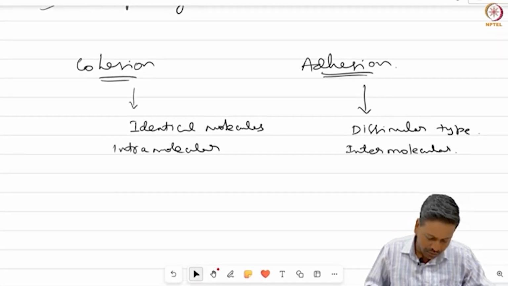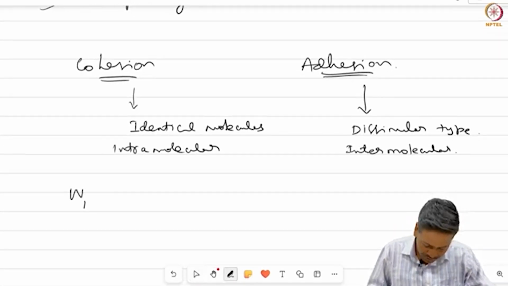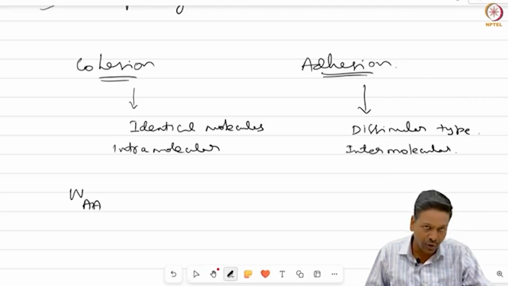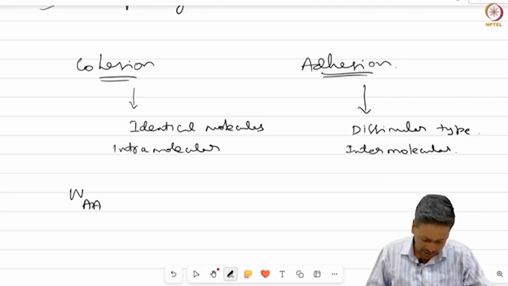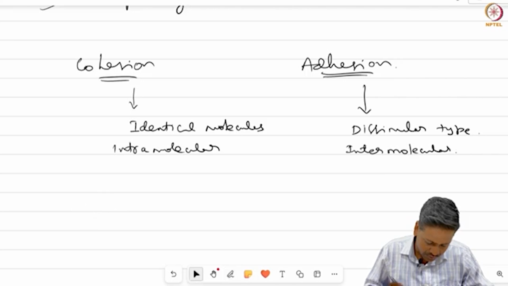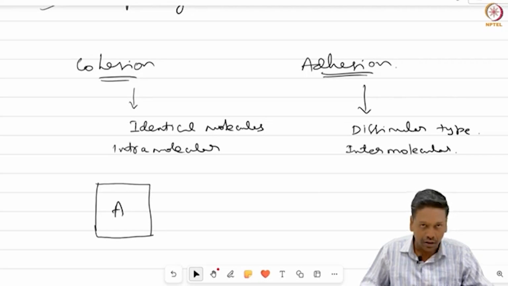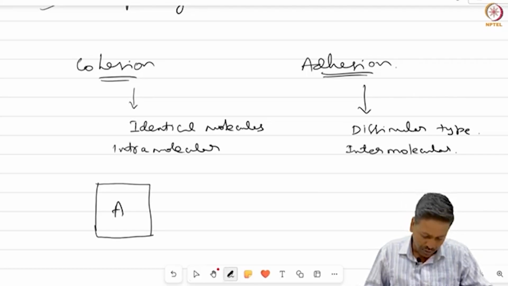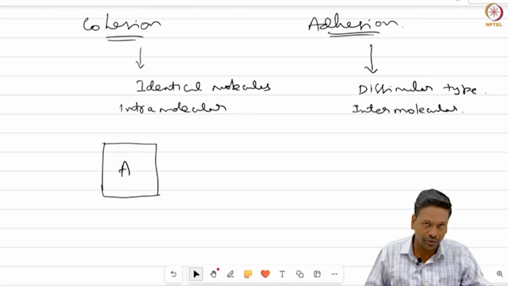So we talk about cohesion, or work of cohesion. I denote work of cohesion as W subscript AA, which means the interaction between like molecules, right? So we are going to follow a slightly different strategy. Let's say I want to understand the work of cohesion of a column of liquid. This is a column of liquid type A. Now, how do I understand this? I'm going to use a strategy using which I can calculate the work of cohesion.